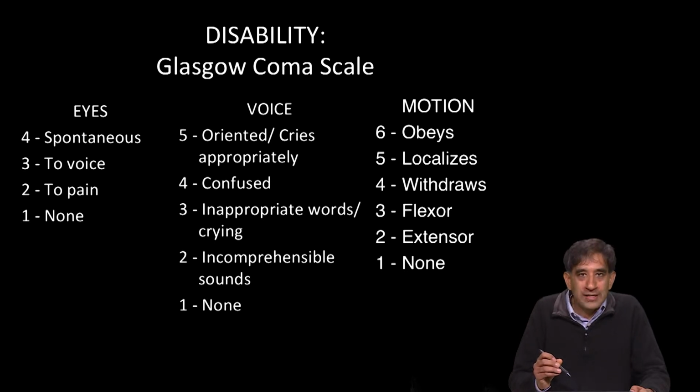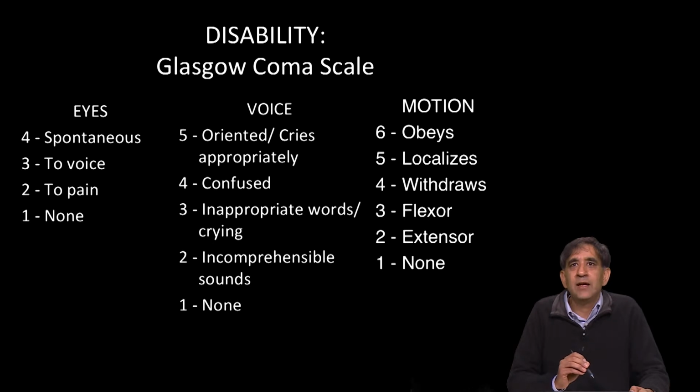If you're oriented, or if you're a child that's crying appropriately, you get a score of 5. If you're confused, meaning you don't know the date or the circumstances around the traumatic event, you get a 4. If you're speaking inappropriate words, or if you're a child and you're crying, you get a 3. If a patient is moaning or making incomprehensible sounds, you would get a 2. And if the patient makes no noise whatsoever, you get a score of 1.